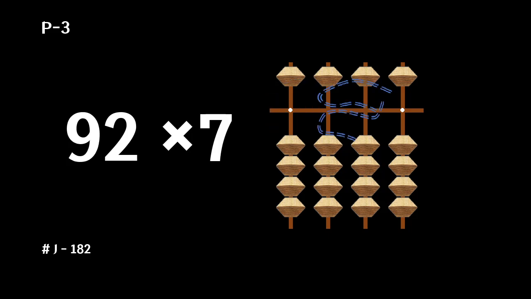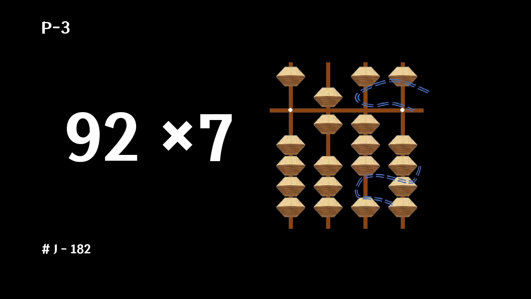9 by 7 is 63. 2 by 7 is 14. The answer is 644.